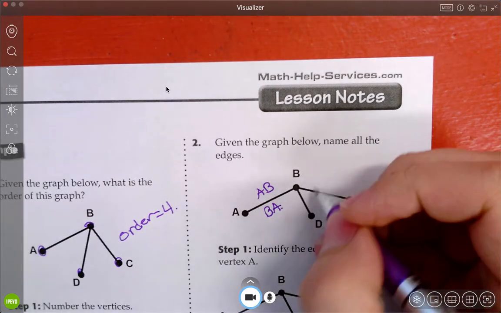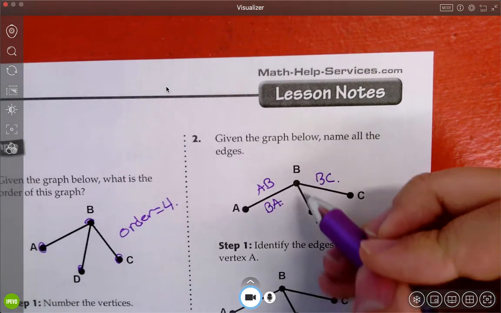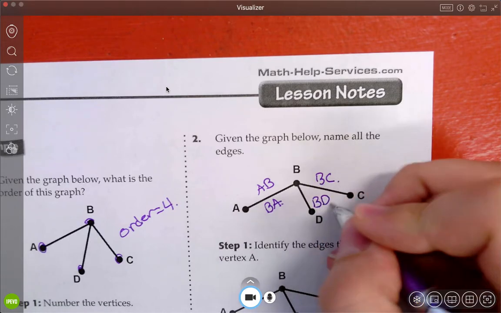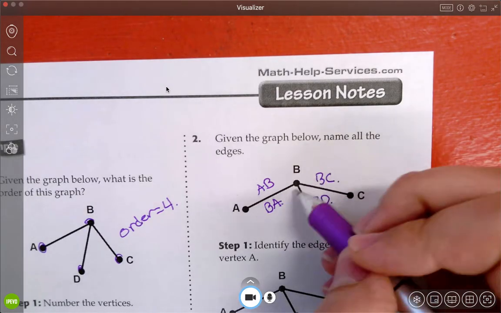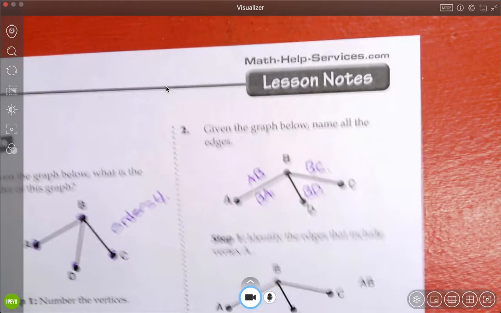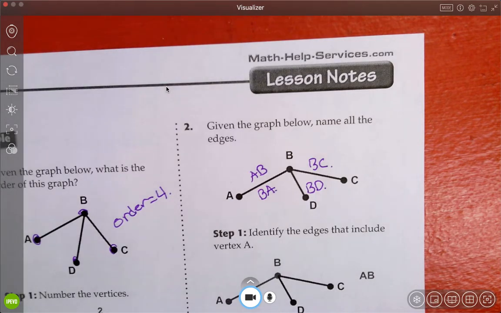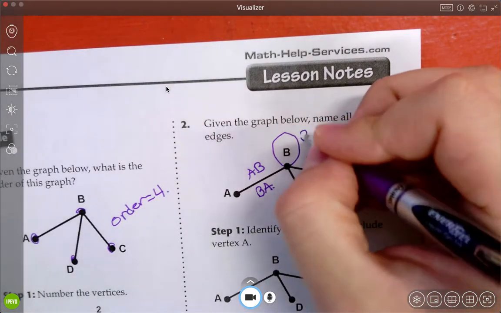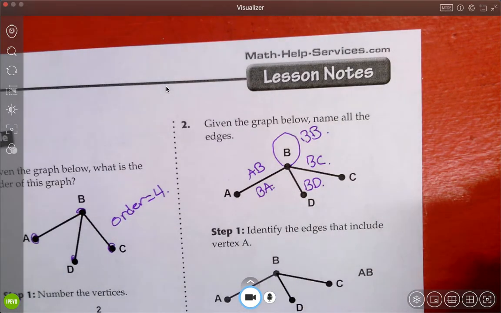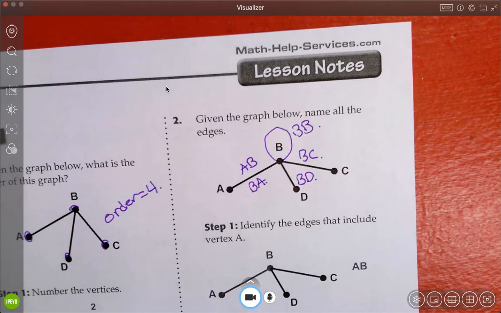And then here you have BC, and BD. So BB is not one because it's not a loop, right? The edge is just a straight line. So if there was a loop in a test, then of course this line would be BB. It's going to be written like that. There's either a loop or there's no loop, so you don't have to guess.